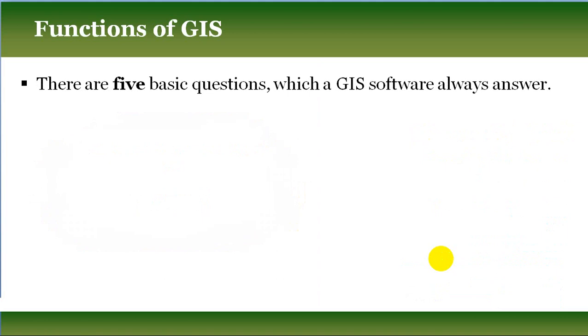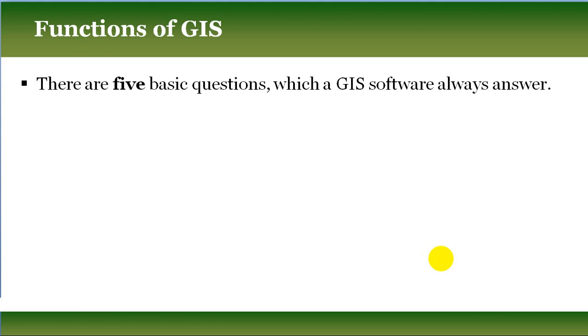So there are 5 basic spatial questions to which almost all GIS software always give answers. Because I told you in the lecture on components of GIS, there is one essential component which is called software. So without this we can't do anything. So GIS software generally provides answers to 5 basic spatial questions.